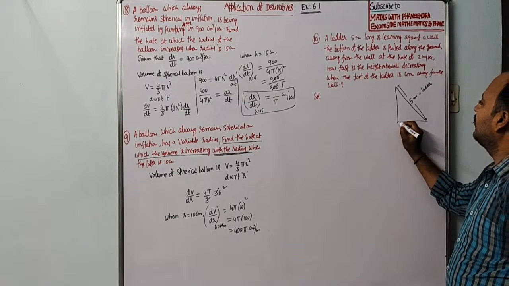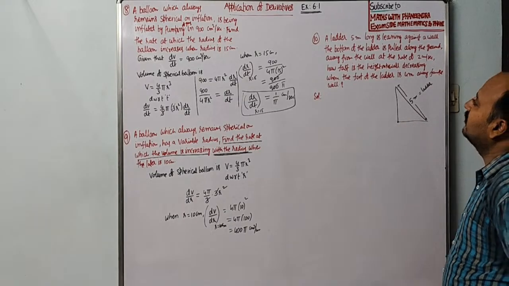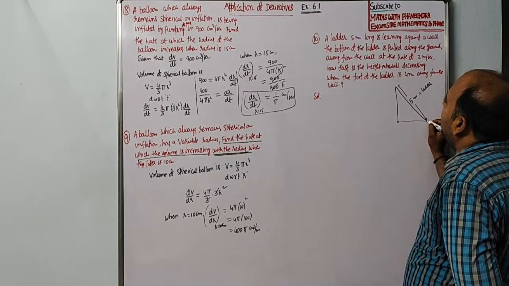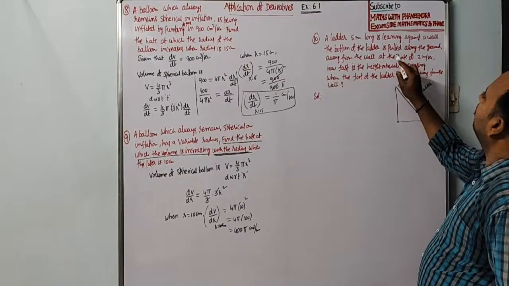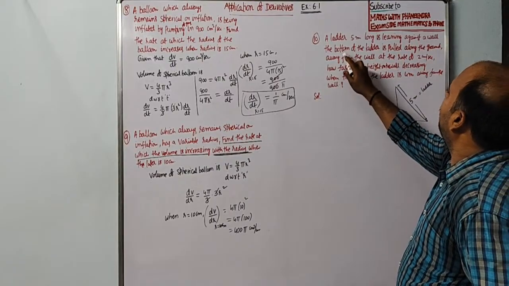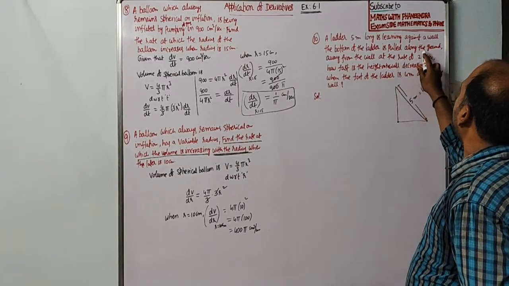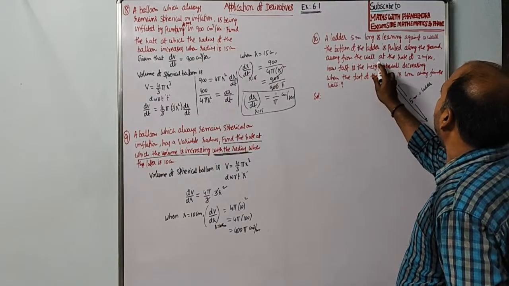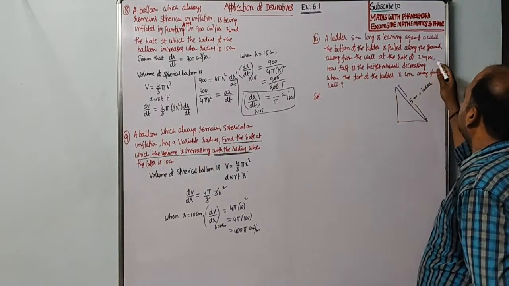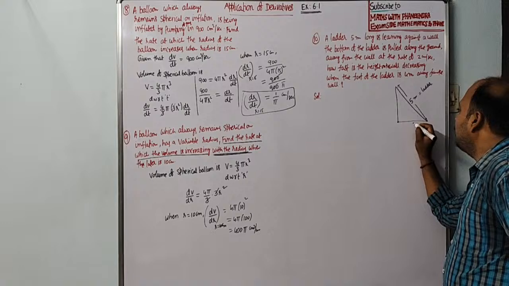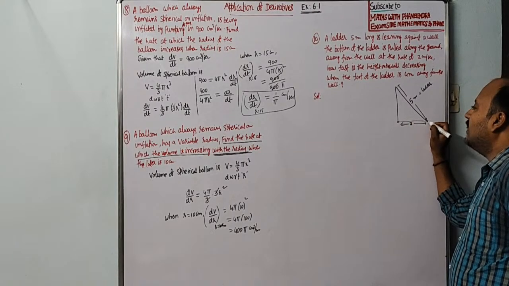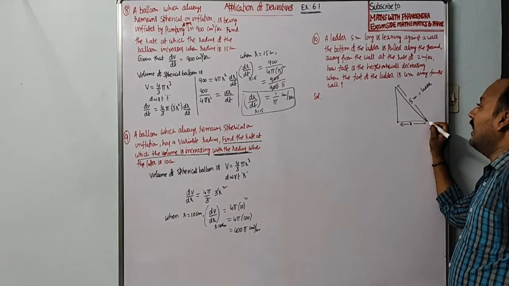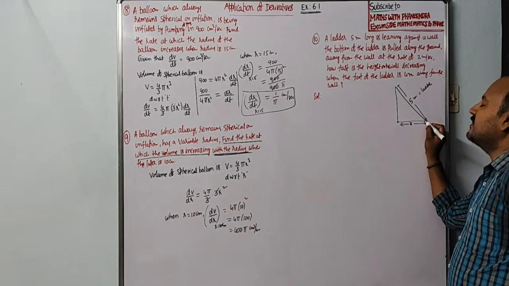Okay, this is the foot of the ladder, this one. The ladder is against the wall. The bottom of the ladder is pulled along the ground away from the wall at the rate of 2 centimeter per second. From here to here, if I take x units, this is the base or bottom of the ladder. So from here to here it is x.